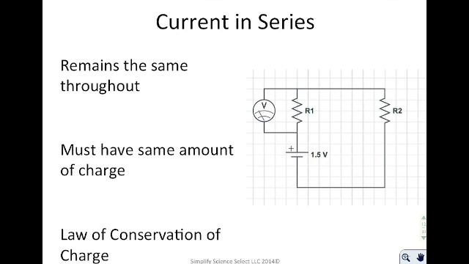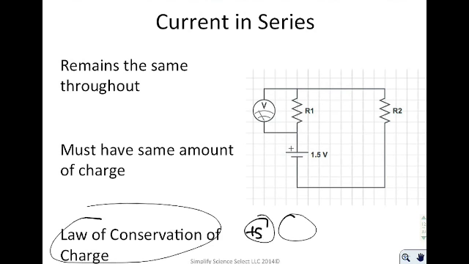Next, we need to talk about finding the current in series. The one rule for current in series is that the current stays the same throughout the circuit. It has to have the same amount of charge. We talked earlier about something called the law of conservation of charge when we talked about electrostatics. Now when we talked about electrostatics, we said if I have a balloon and this one's plus 5 and this one's minus 3, then when they touch together and are separated, they're each going to have a charge of plus 1. And that's what's going to happen because the total amount of charge cannot change.